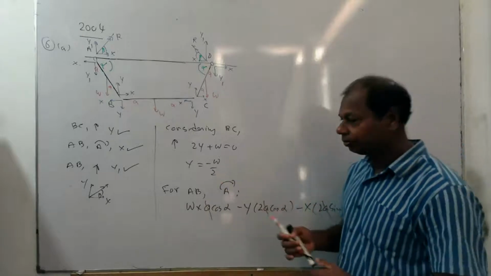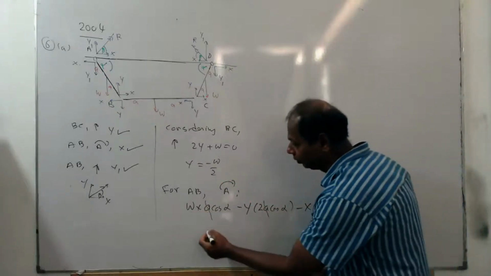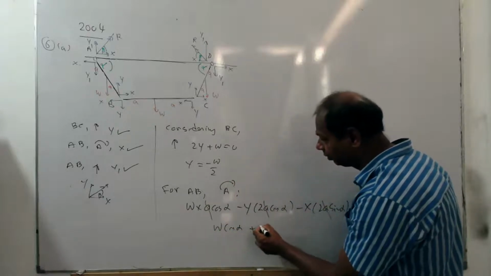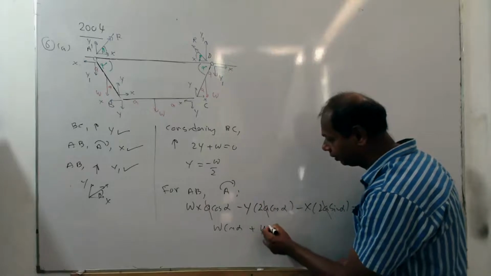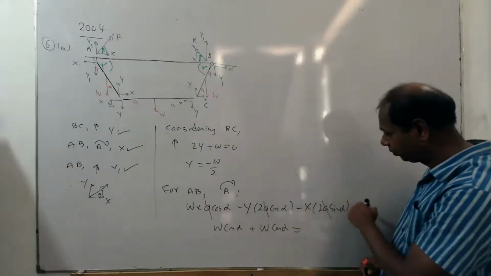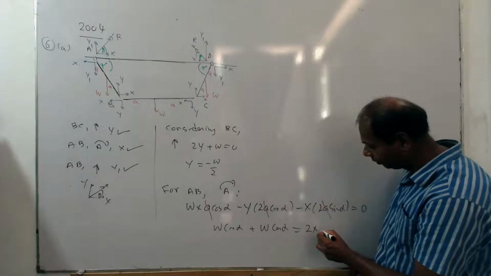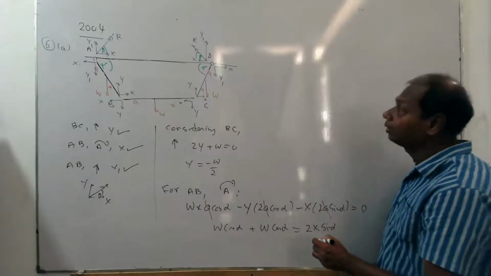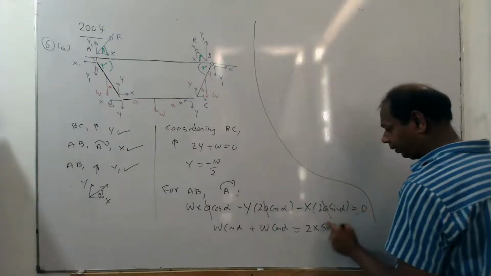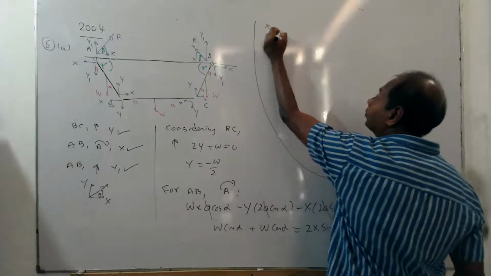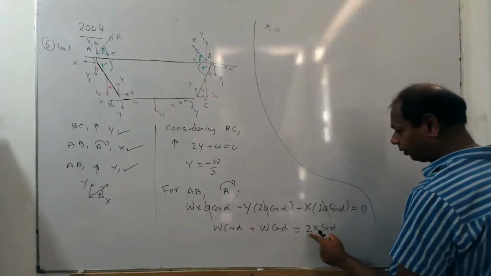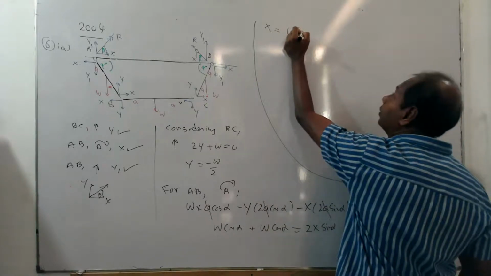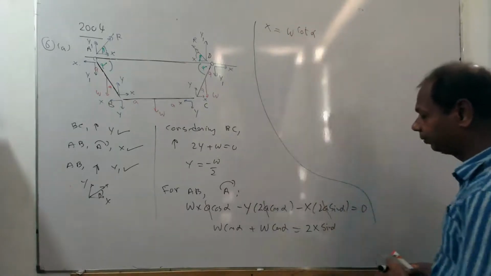For Y we can substitute from this. We get W cos alpha minus Y, that will make it plus here. The 2 will get cancelled. Again W cos alpha equals, this will go to the other side, 2X sin alpha. So that gives X equals 2W cos alpha over 2 sin alpha. That's X equals just W cot alpha.